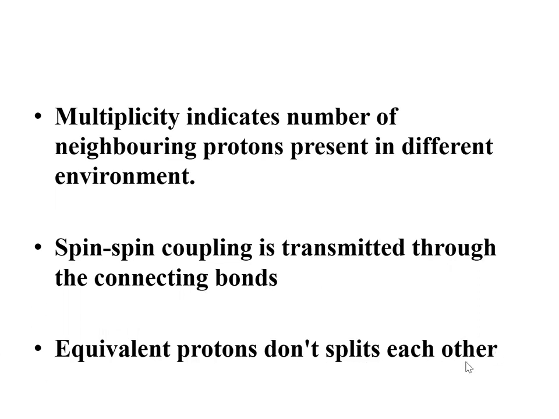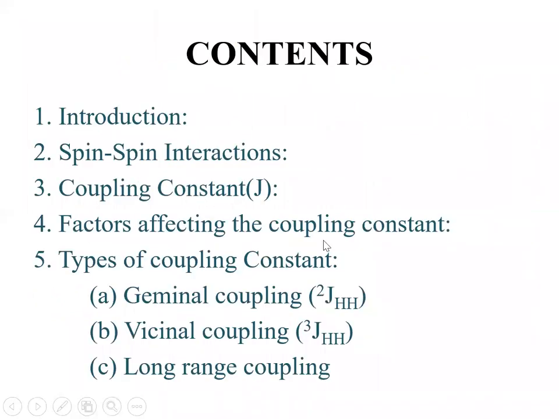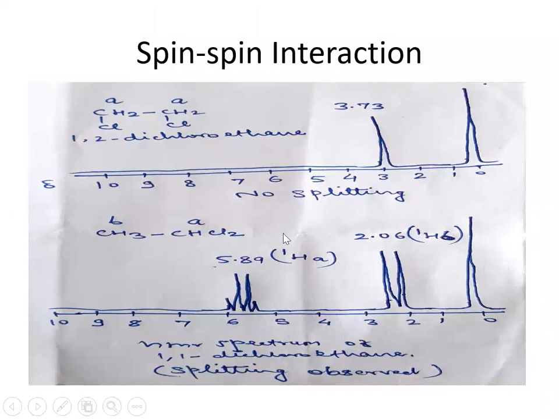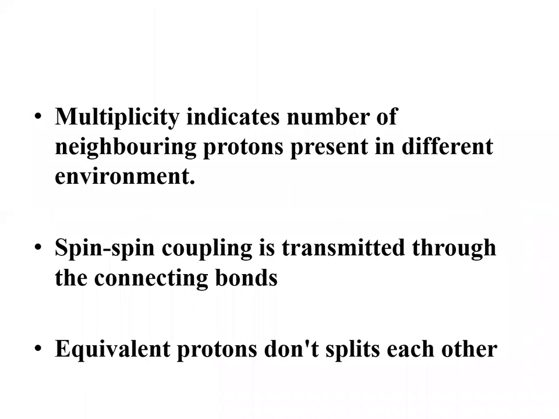If a compound contains more than one equivalent proton, then there will be no splitting, as we have discussed in the case of this example, 1,2-dichloroethane. Okay? Equivalent protons, is it clear? This point is clear? Equivalent protons don't split each other.